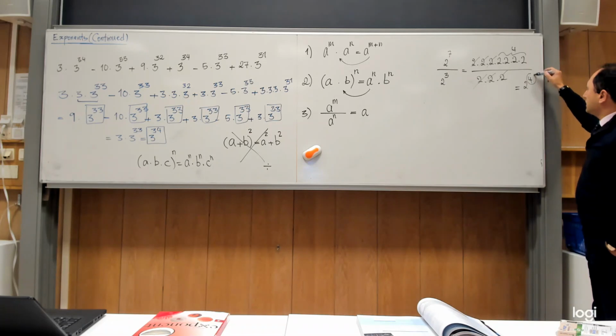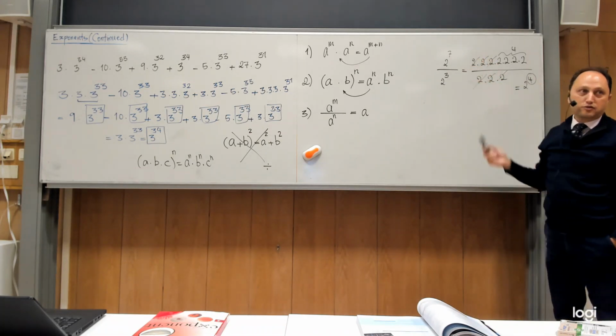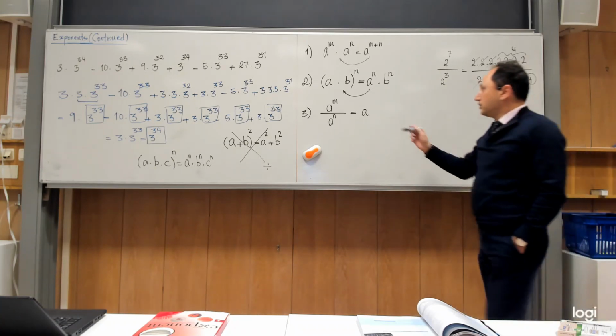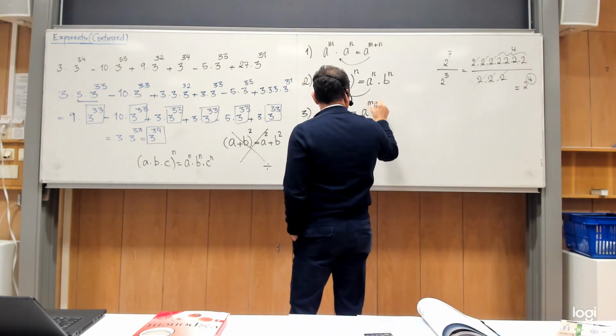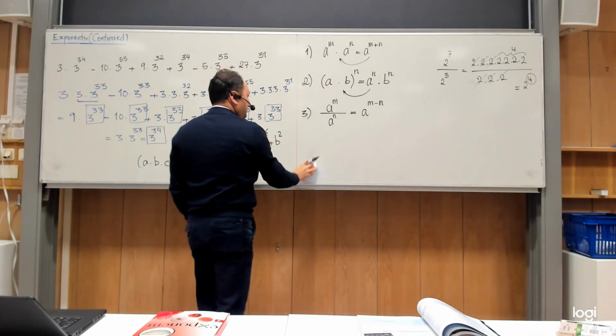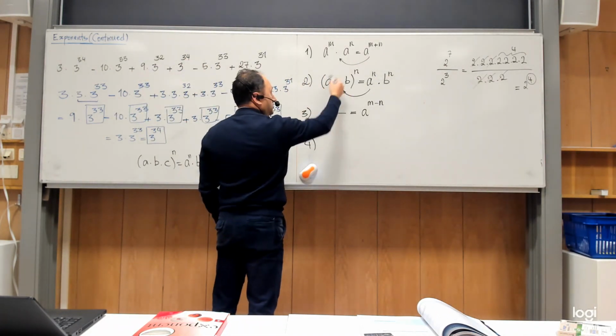How do you think this 4 is related to 7 and 3? It is very simple. It's the difference between 7 and 3. So what happens here is m minus n. Yes? And then we have another formula similar to this formula.